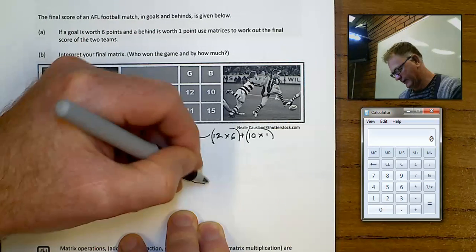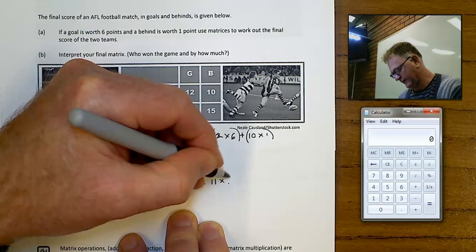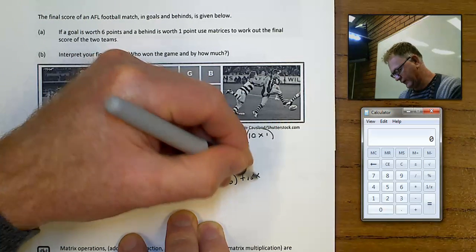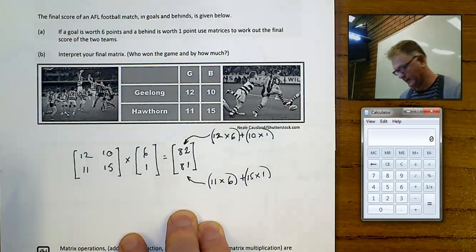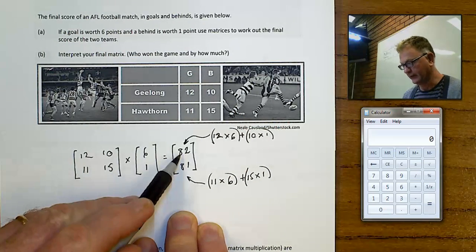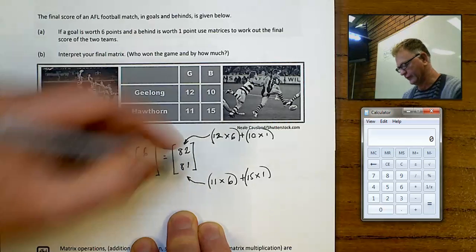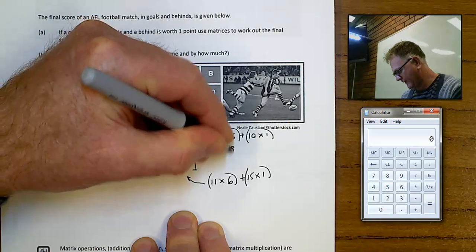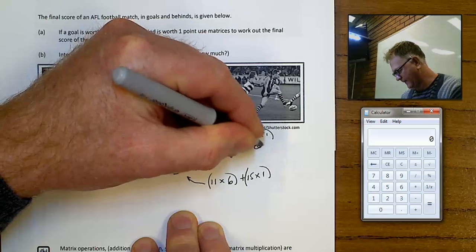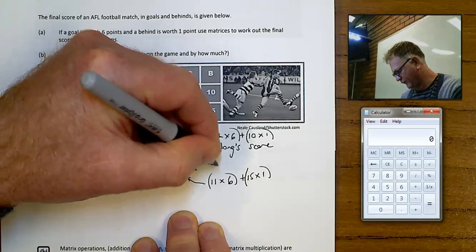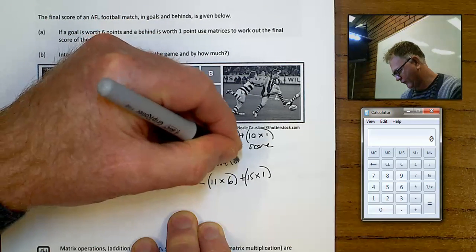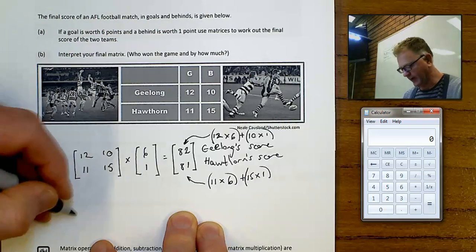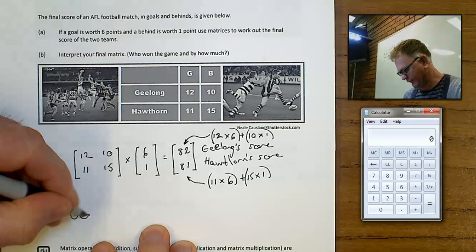That was 11 by 6 plus 15 by 1. Who won the game? This is Geelong's score, this is Hawthorn's score. Geelong win the game by 1 point. Hooray!